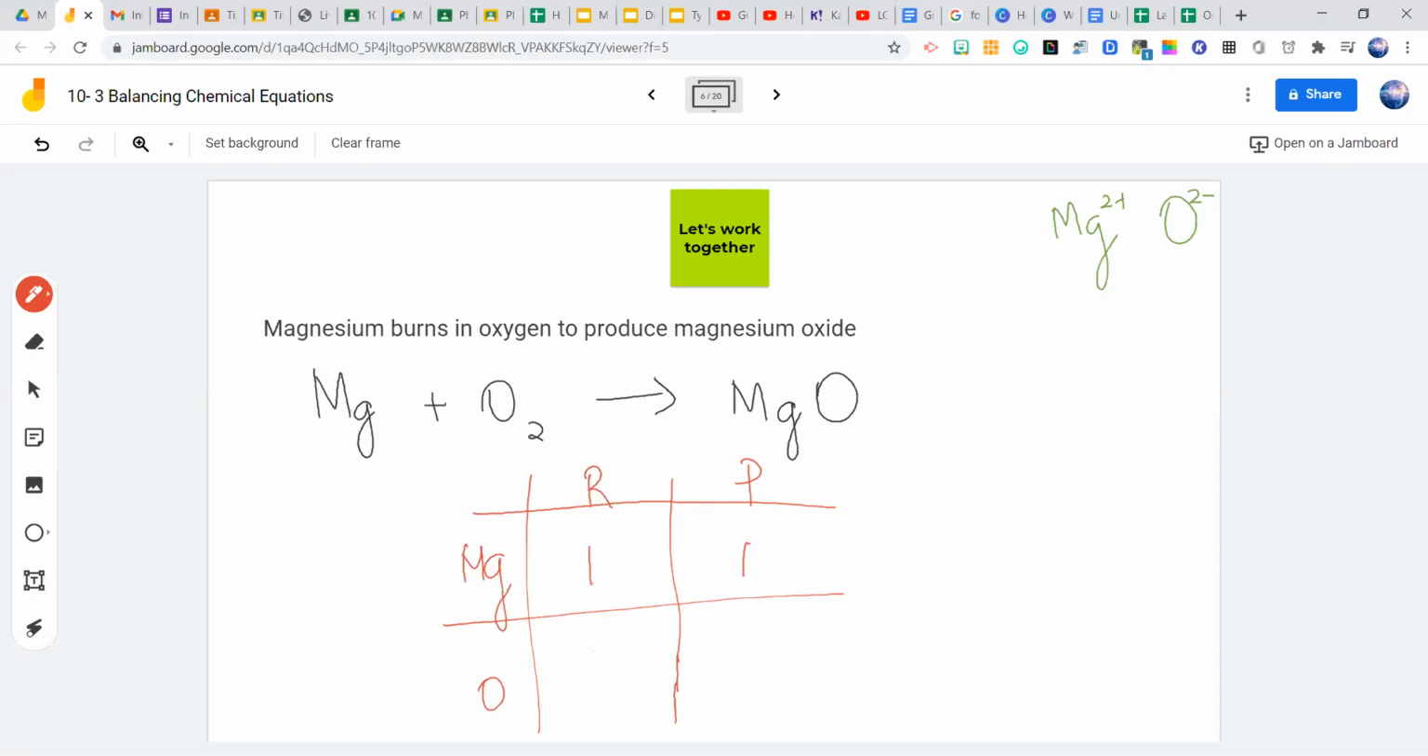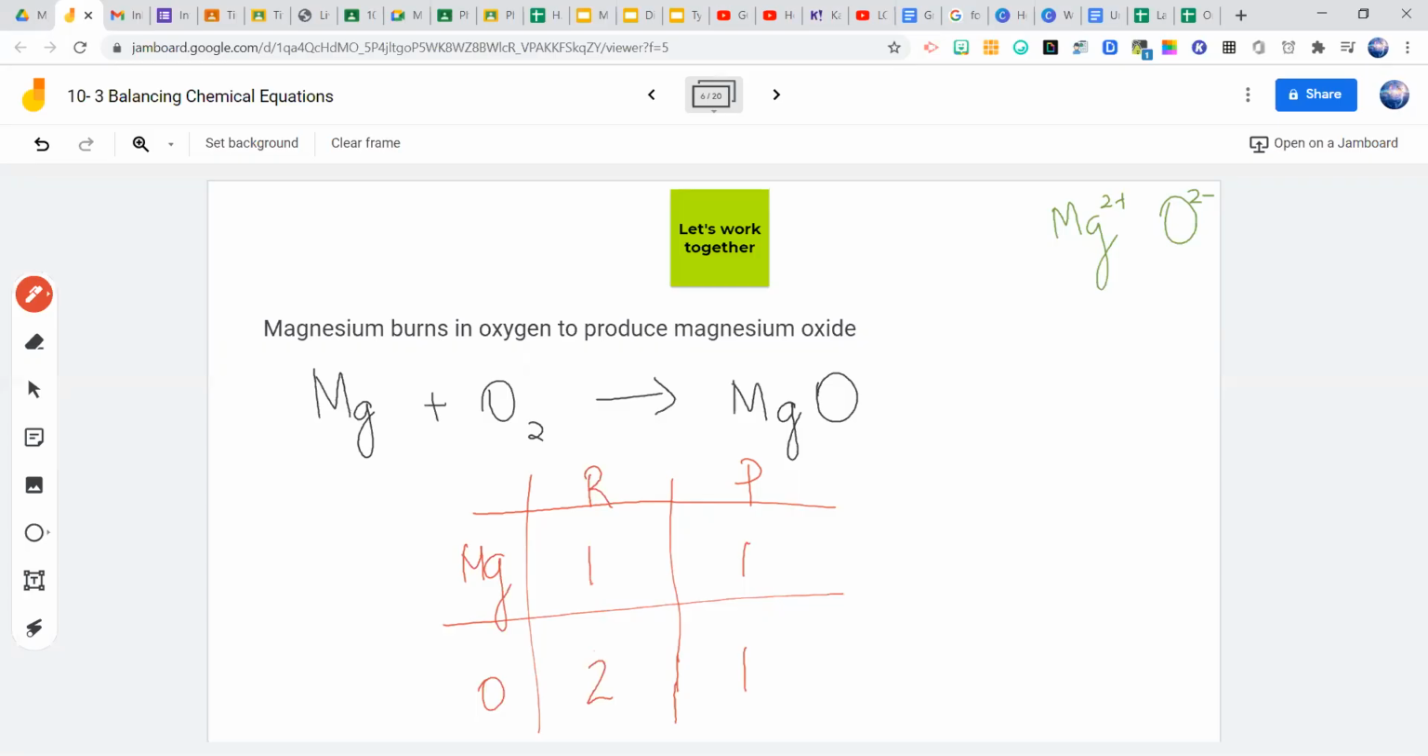For oxygen now, so I'm finished with this. For oxygen now, when I'm looking at the formula, I see O2. The subscript 2 tells me that I have 2 oxygen atoms. So on my reactant side, I have 2 oxygen atoms. Now I'm on my product side. There are no subscripts, and so in my formula, I see 1 oxygen.